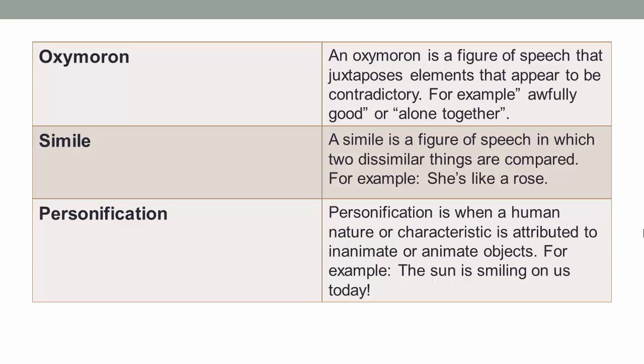Next we have oxymoron. An oxymoron is a figure of speech that juxtaposes elements that appear to be contradictory. For example, awfully good or alone together. Next we have simile. A simile is a figure of speech in which two dissimilar things are compared. For example, she's like a rose. Next we have personification. Personification is when a human nature or characteristic is attributed to inanimate or animate objects. For example, the sun is smiling on us today.